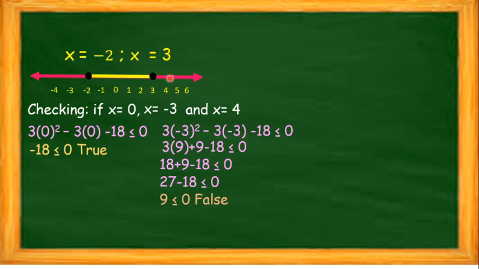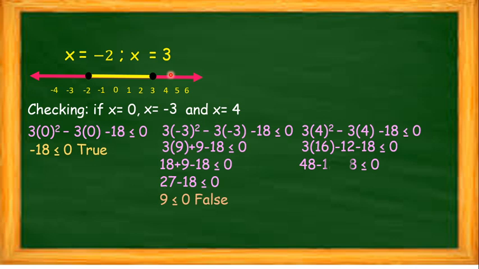Okay, how about the number at the right side of our critical point, 3? By substituting, we get 36. Is it true? Is 36 less than or equal to 0? No, because 36 is greater than 0. It's not less than or equal to 0. Therefore, the numbers here are not included in the solution set.